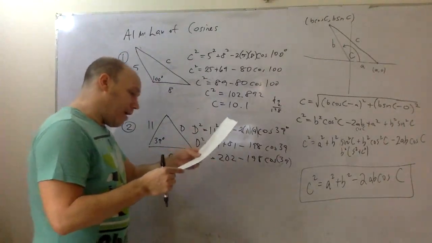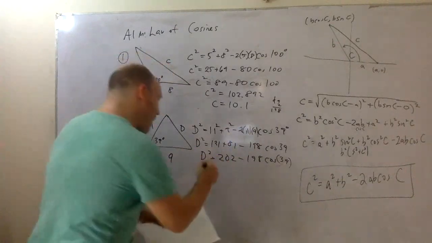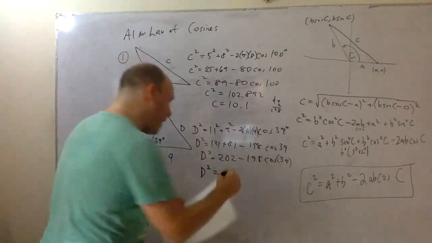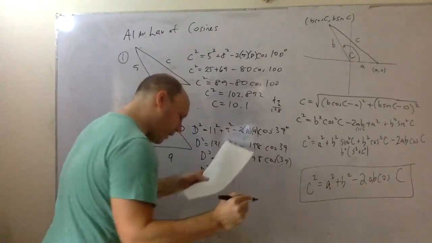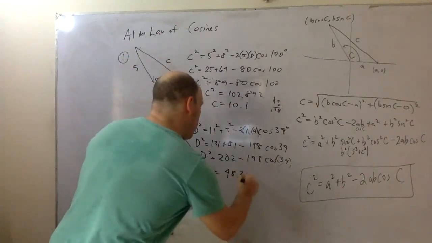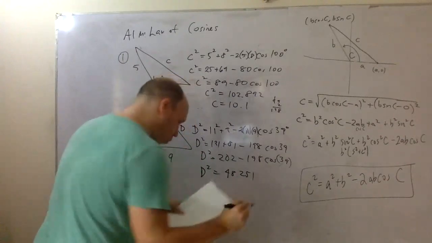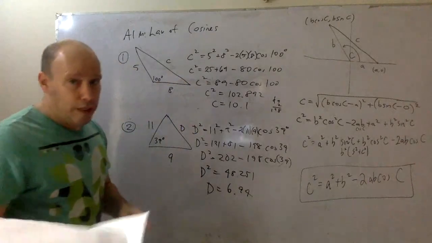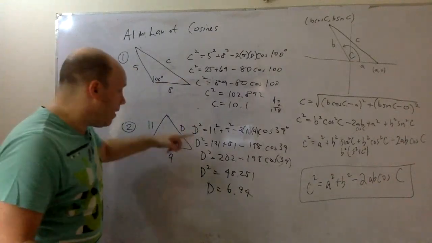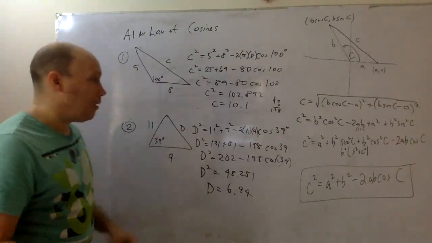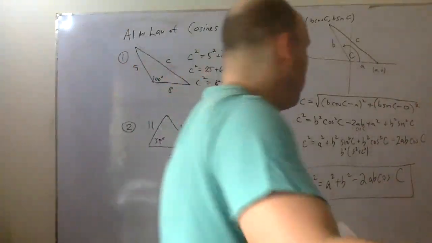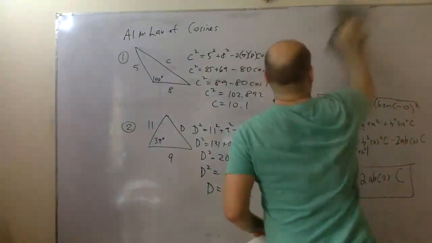You get, what do we have? We have D squared equals 48.251, and then D equals 6.94. The only thing IB wants to see is this and this. Let's go on. Question number 3. You might say, well, does this work for right triangles?